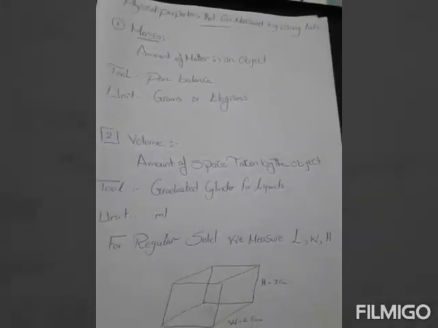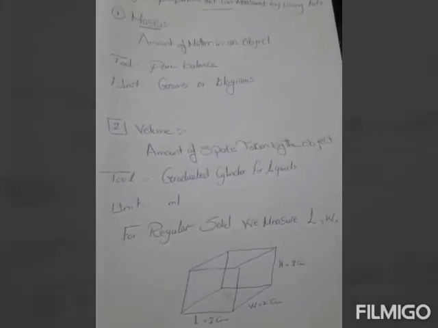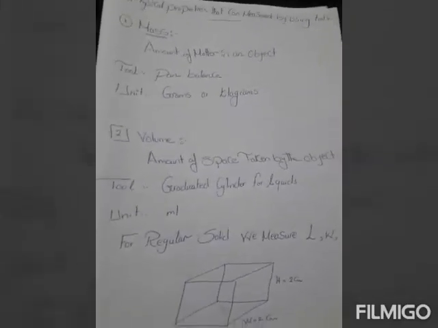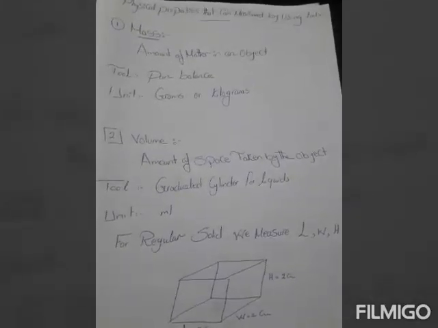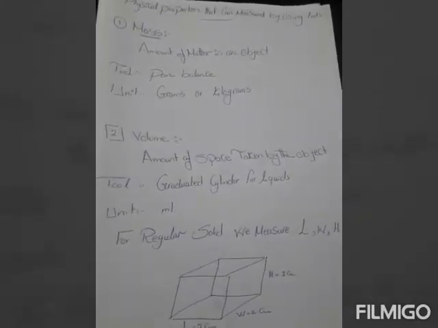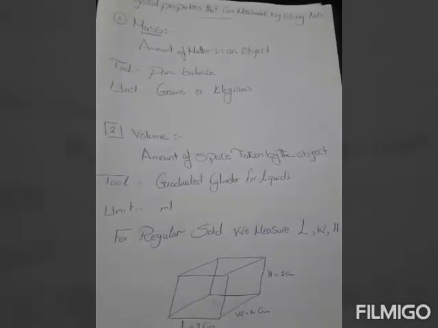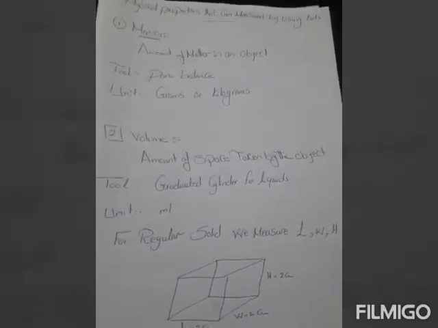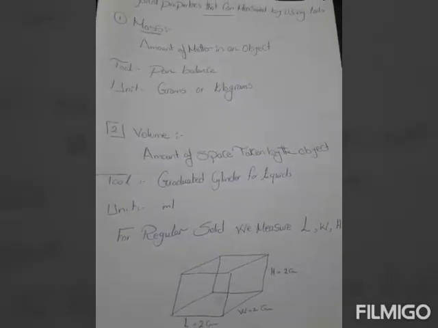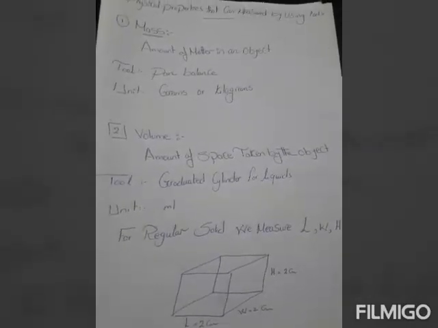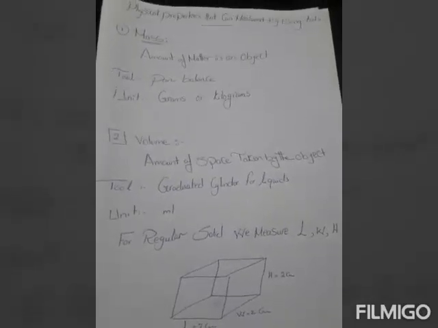So the second one is volume. We said before that the meaning of volume is the amount of space taken by the object. We have two ways to find the volume. For liquids, we use the graduated cylinder.